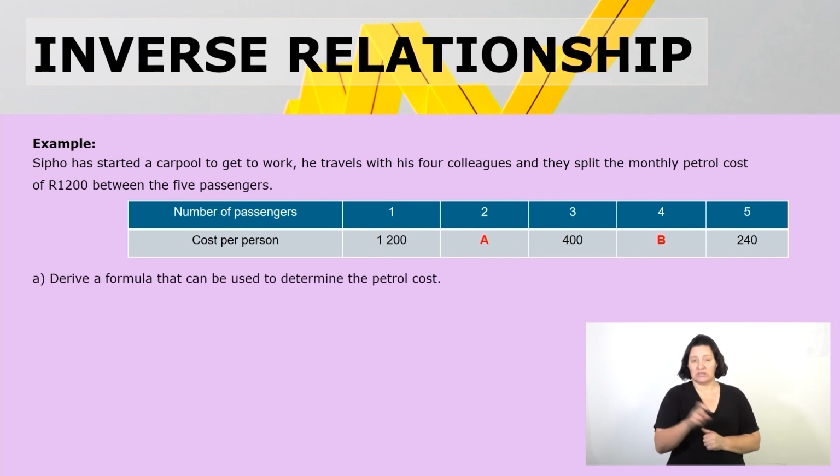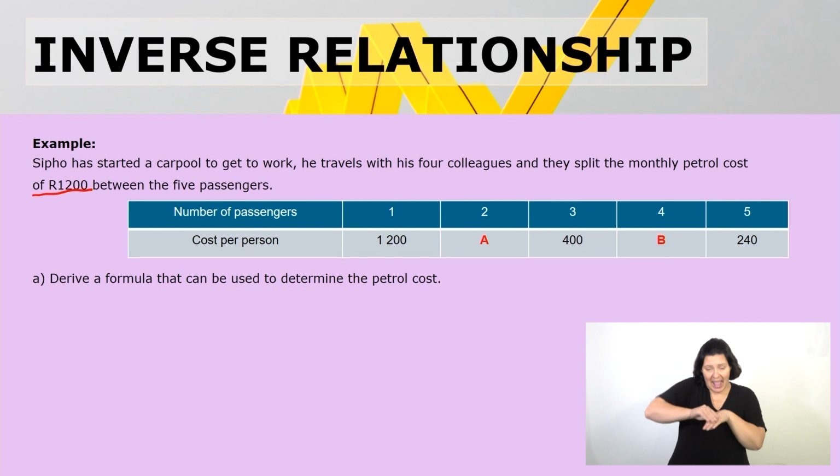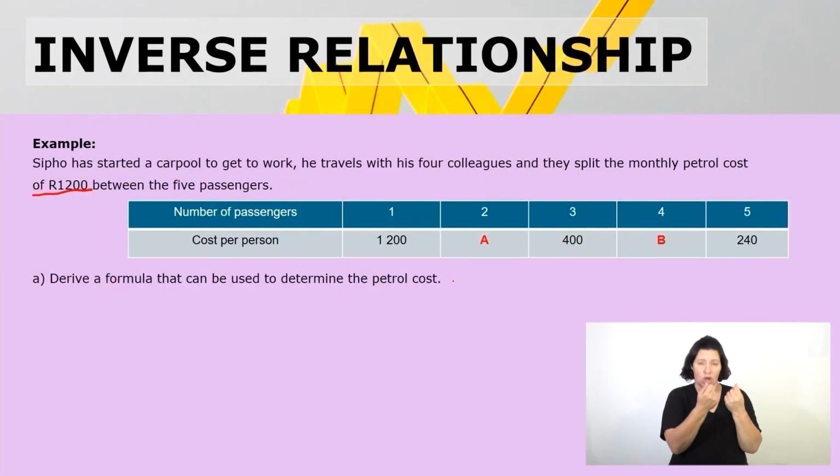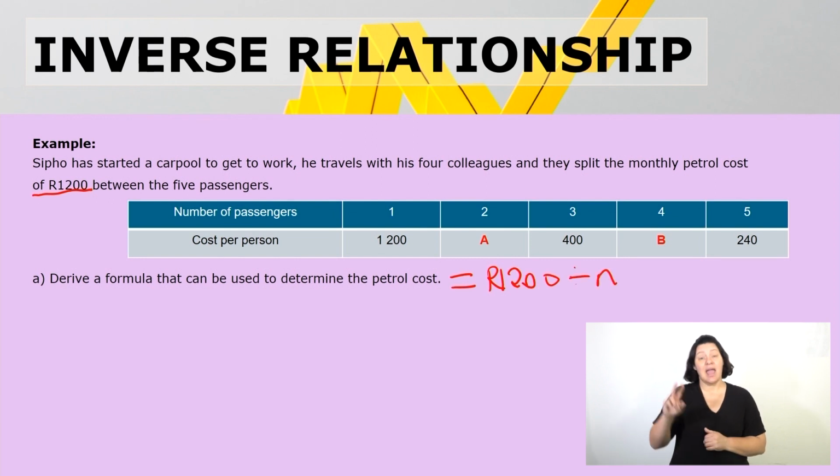Here is a question. Derive a formula that can be used to determine the petrol cost. Remember, it costs Sipho 1,200. And if Sipho gets more people to travel together, it means they will share. In other words, they will divide the amount amongst the number of people in the car. So the formula that can be used to calculate cost is: cost equals 1,200 divided by N. N in this case represents the number of people in the car.